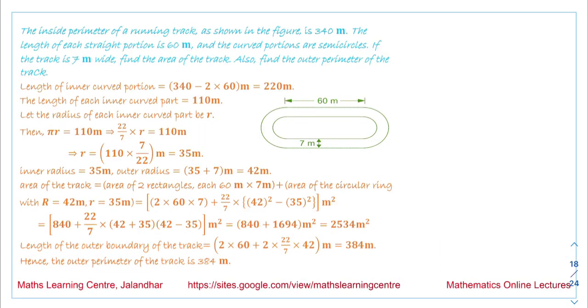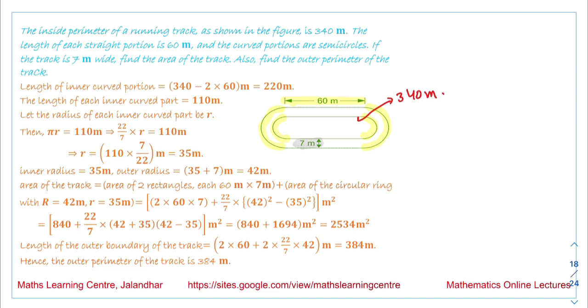Next we have: the inside perimeter of a running track as shown in the figure is 340 meters. The perimeter of this inside track is given to be 340 meters, and the length of each straight portion is 60 meters, and the curved portions are semicircles. If the track is 7 meters wide, the width of this track is given to be 7 meters, find the area of the track. Also find the outer perimeter of the track.